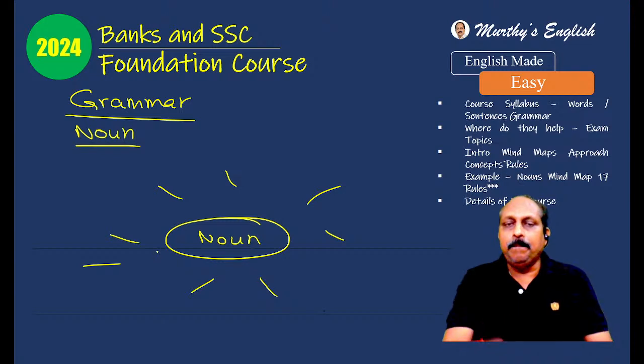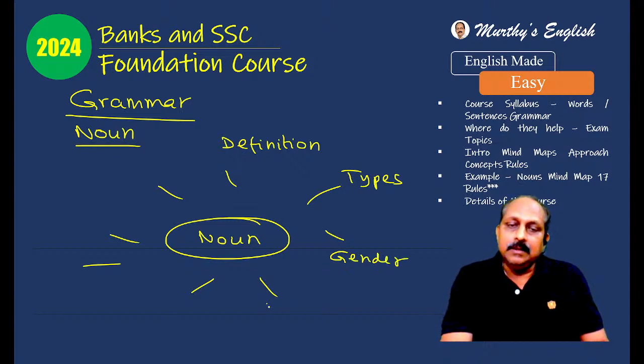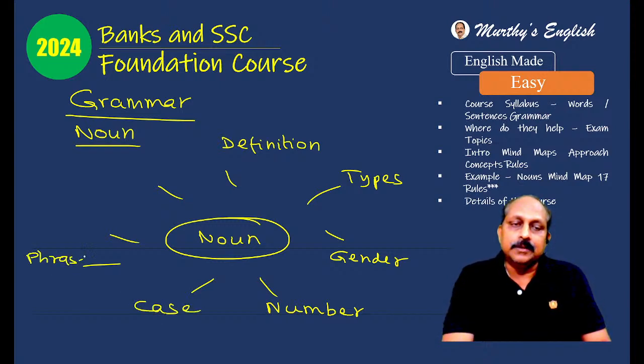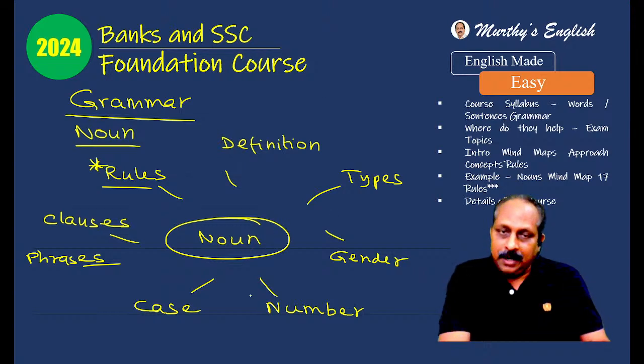And first, you have to write the important areas, important dimensions you have to learn: definition, then types, then gender, then number, then case, then noun phrases, then noun clauses, and finally rules. Rules are very important. So I tell students while teaching, I give the mind map. I teach with the help of mind map.